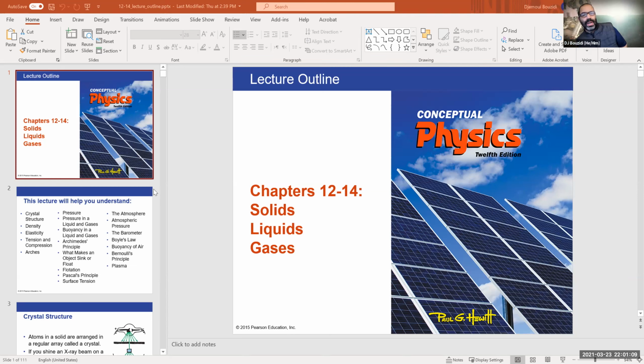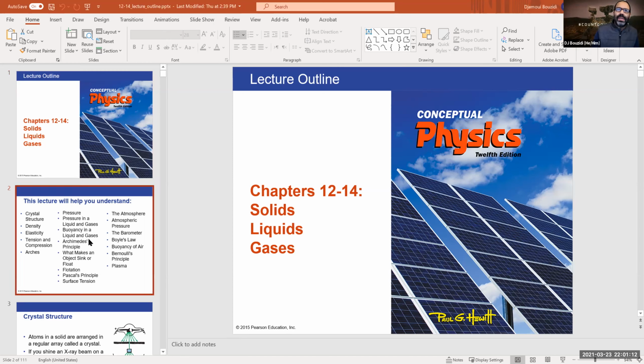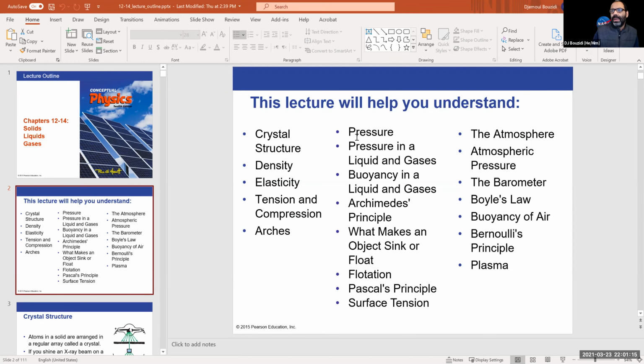I put them together because there is some commonality. As a matter of fact, if you look at the content, you will see that these things repeat. The pressure in liquids and pressure in gases are identical. The buoyancy also is in both of them. Archimedes' Principle applies to both of them. What makes objects sink and float is also common, but you see it more in liquids than in gases, because it's much easier to float something over a liquid than over a gas. But objects can float in gases too, case in point, balloons, okay? And then we're going to talk about Pascal's principle, which is also common to both of them.